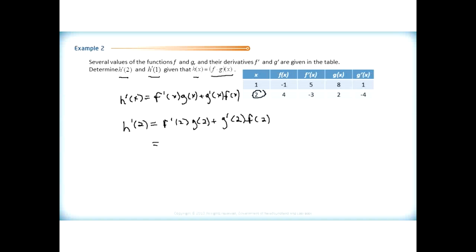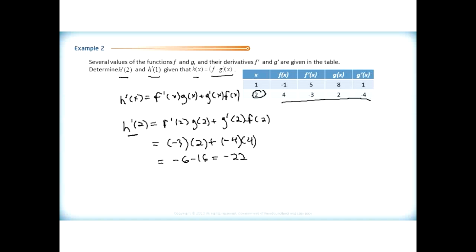So we're looking where x equals 2 here, and we'll have to use these four numbers. So f prime of 2 we should see is -3. g of 2 is 2, plus g prime of 2 is -4, and f of 2 is 4. So what this gives us all together is -6 minus 16, for a total of -22. So that's the value of h prime at 2.